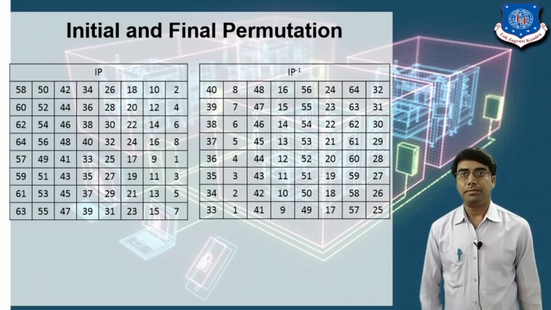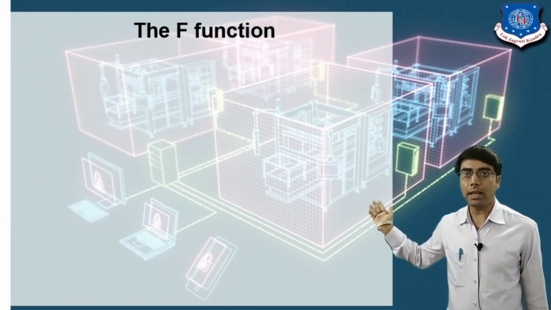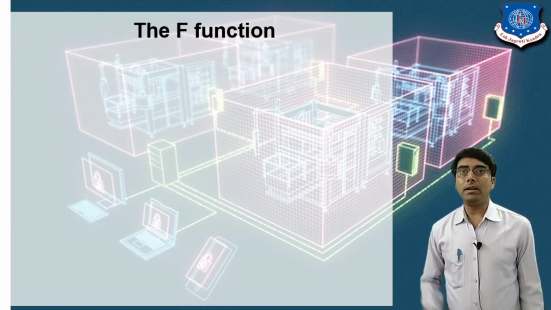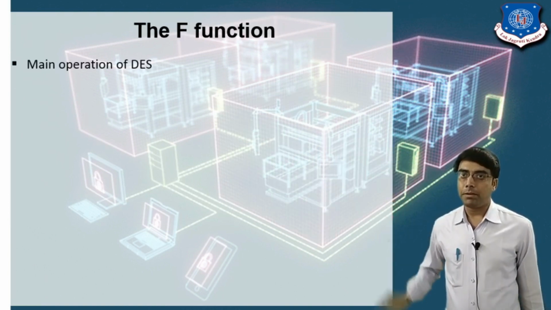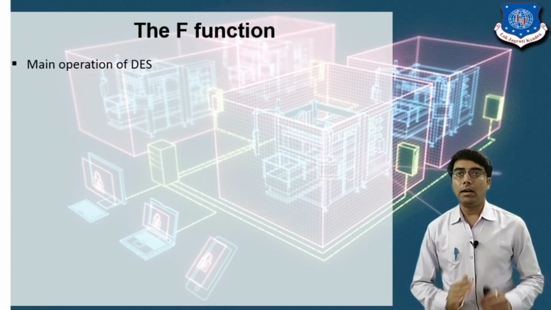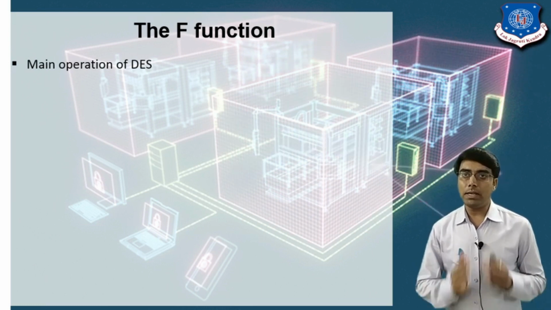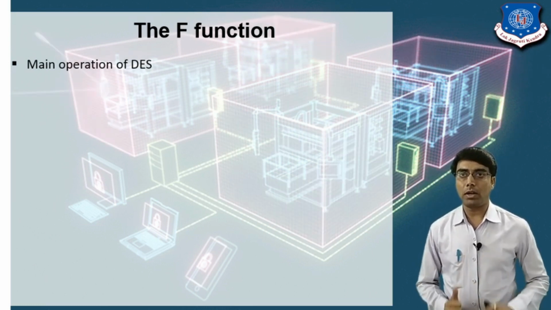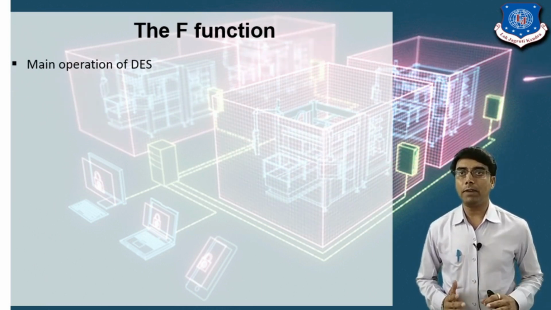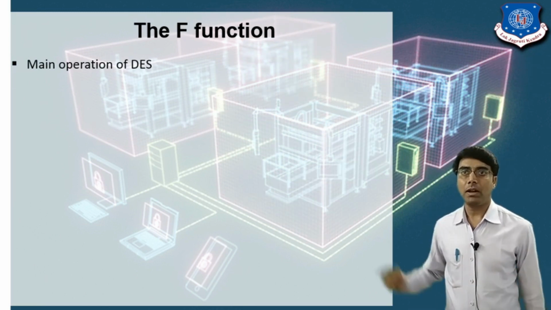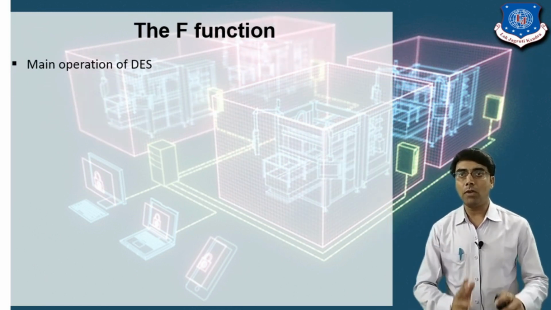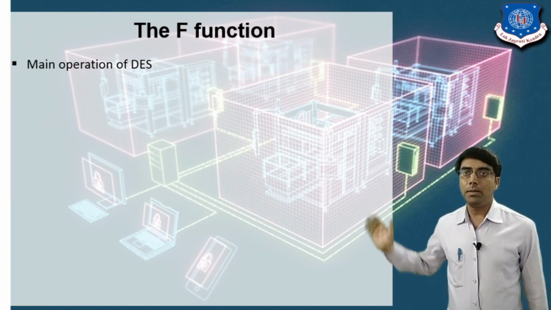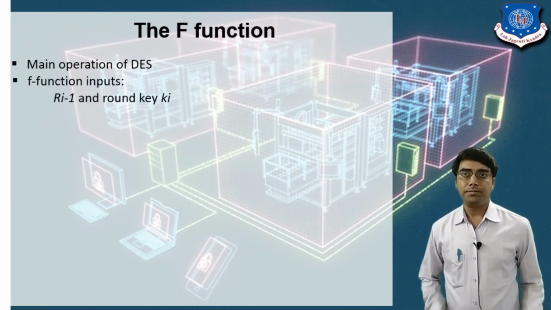Now in the second step we are considering the function f. You know that in each and every round we perform some operation, or one function related to f. Now we are going to start the main operation of DES.